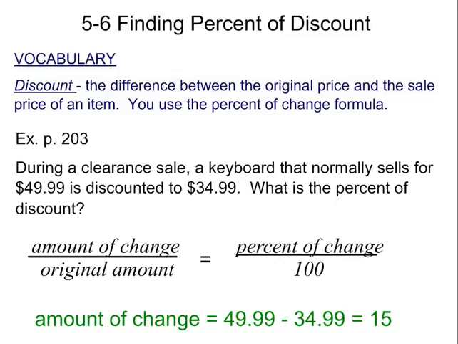The first thing we need to do is find out the amount of that change. So the original price was $49.99. It's now on sale for $34.99. So here's our amount of change. $49.99 minus $34.99 gives us $15.